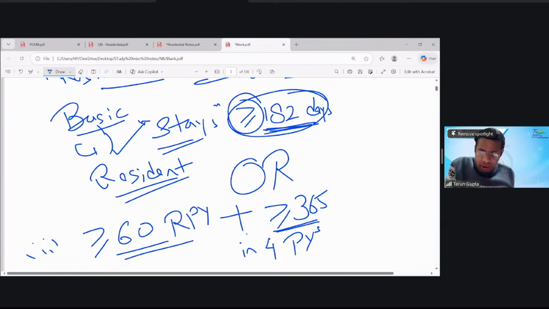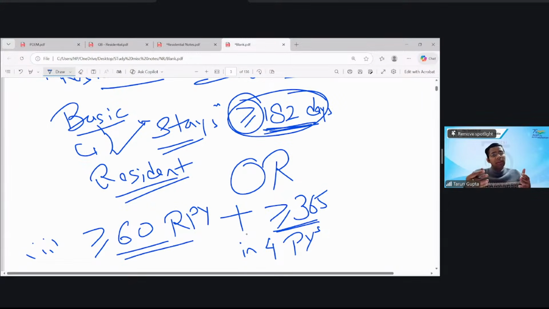For the first condition, we just need to see the presence of the individual in the relevant previous year. In the last preceding previous year, whether he was in India or not is not relevant. If the person is in India for 182 days or more during the relevant previous year, then he is resident. But if it's less than 182 days, then we shift to the second condition.